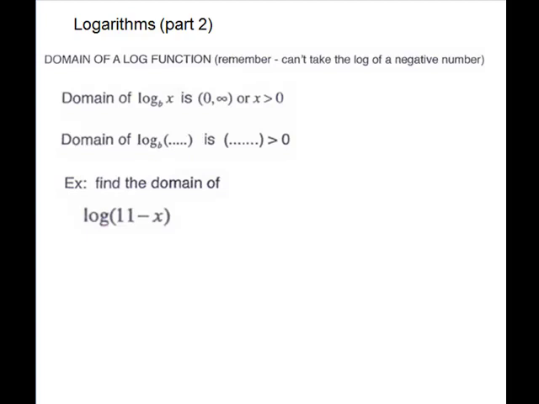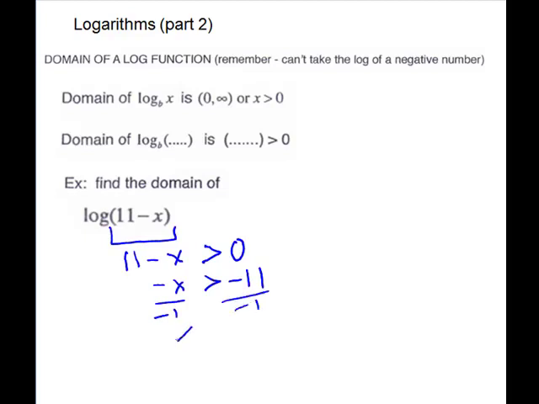Next, if we want to find the domain of log of 11 minus x, then this expression 11 minus x has to be greater than 0. So subtract your 11 from both sides. Divide by negative 1. Remember, when you divide by a negative with inequalities, your symbol is going to flip. So my x has to be less than 11. So I'm going to go from negative infinity to 11 for my domain.